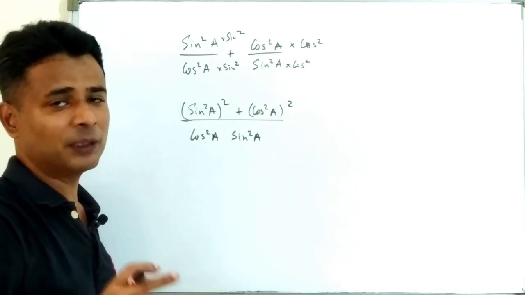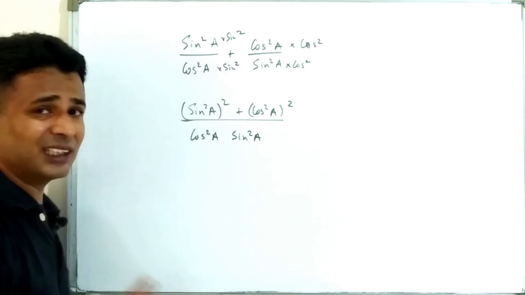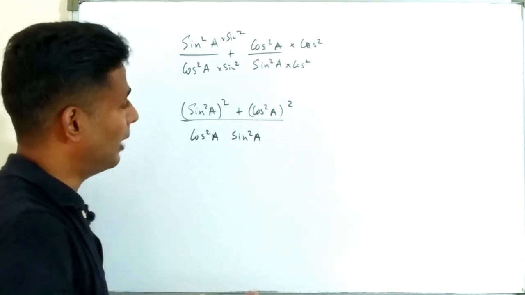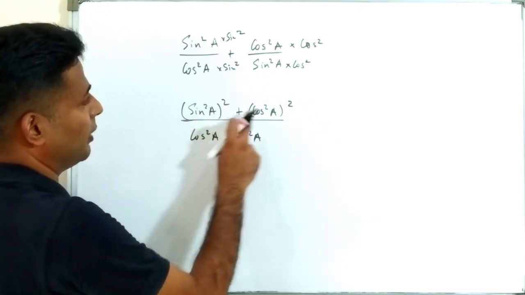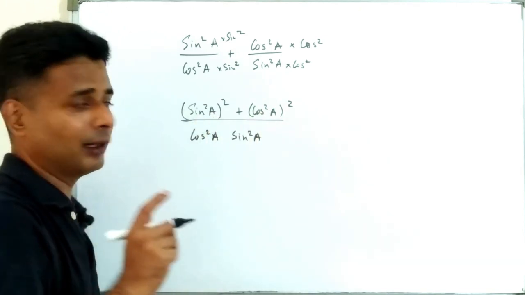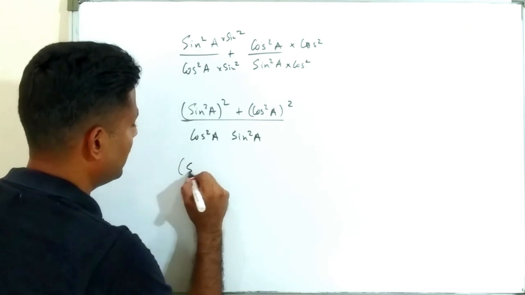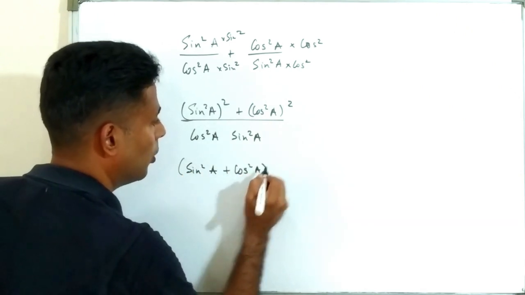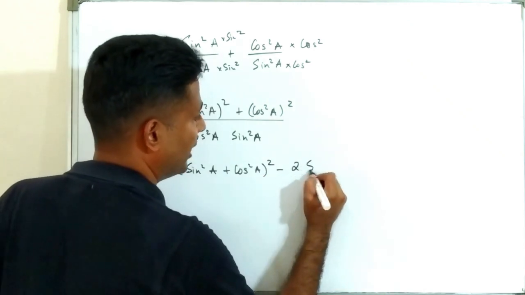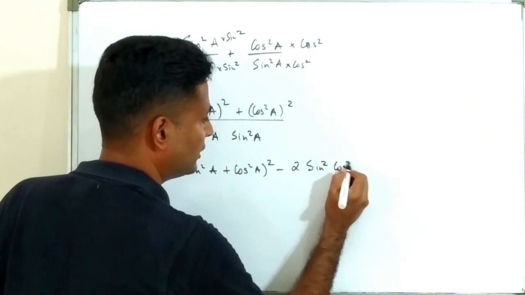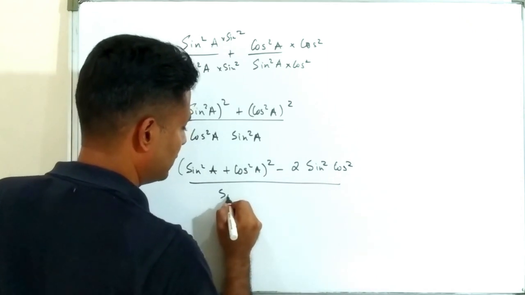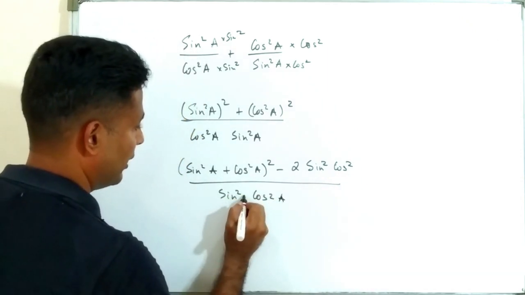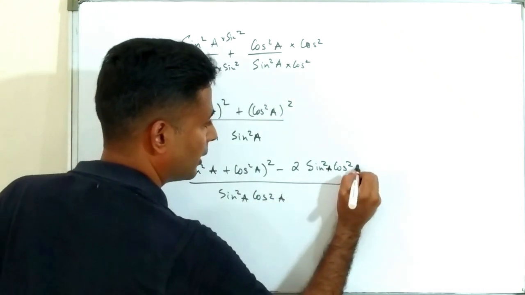If you remember, a square plus b square equals a plus b whole square minus 2ab. I'll not use a minus b. Why? Because when I use a plus b, I'll get sin square plus cos square, which I can make 1. So a plus b whole square minus 2ab, that is minus 2 sin square A cos square A by sin square A cos square A. Everywhere it is A, I just wrote this.